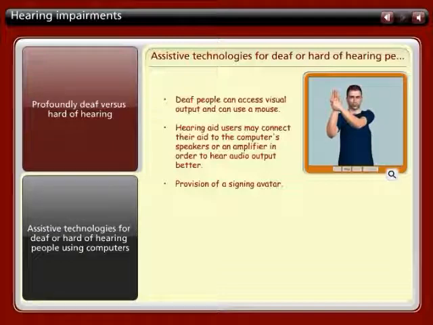Severely deaf people may change their computer settings so that it provides alternatives to audio, alerts, etc. using screen flashes. Hearing aid users may connect their aid to the computer speakers or an amplifier in order to hear audio output better. People who are dependent on sign language and who have never read have different needs. They might need the provision of a signing avatar, which is software that creates an animated sign language interpreter.